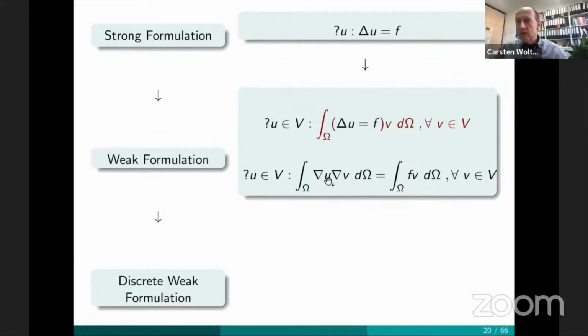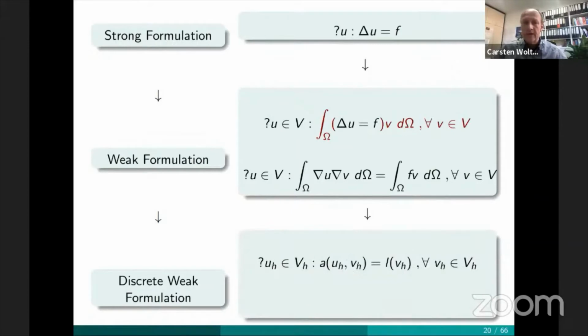Let's say, and this is only the case if the surface integral can be ignored, for example, if we have a test function from H0, or if u goes down to 0 at the boundary. And from the weak formulation, we can then formulate the bilinear form. So the bilinear form in this case would be simply this operator here, and the right-hand side functional would be this functional in V_h.